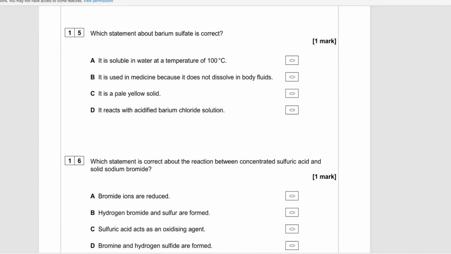Okay, question 15. Which statement about barium sulfate is correct? Hopefully you know, is it soluble, insoluble? What do we use barium sulfate for in medicine? What's it used for as a chemical test? So it's soluble in water at 100 degrees. Nah, it forms a precipitate, right? An insoluble white precipitate, and it's used in medicine in the barium meal because it doesn't dissolve in the bodily fluids, essentially. So it can show up on X-rays.